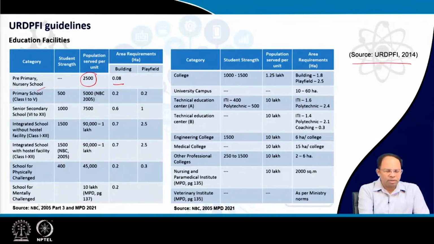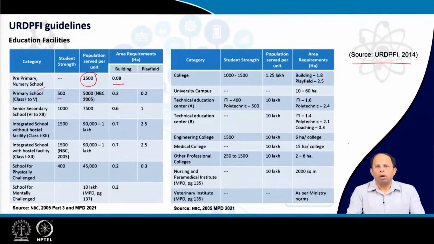So for primary school, you can see that for 5,000 people, there has to be a primary school, and the student strength of the school would be approximately 500, and so it goes on. The list is also there for colleges, for different kinds of technical education centers, then nursing and paramedical institutes, veterinary institute, and so on. So what is important is that these guidelines are very, very broad, right?